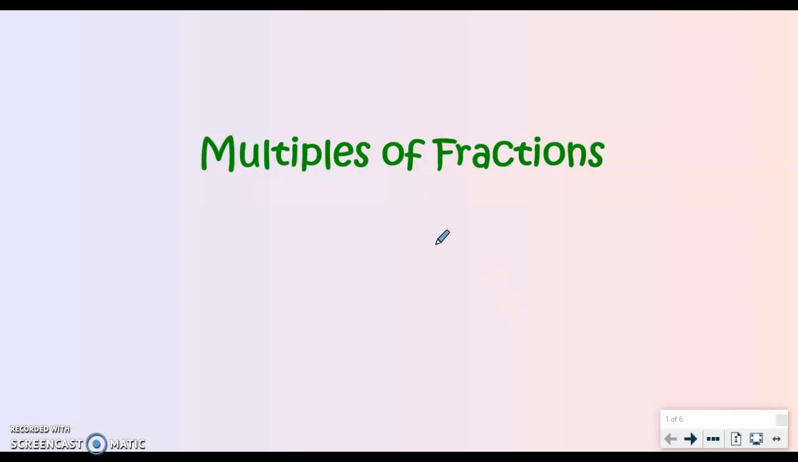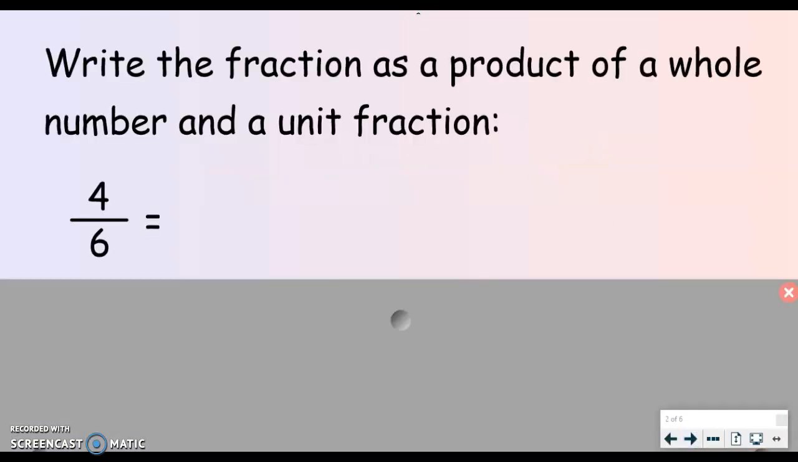Hey guys, today we are going to be talking about multiples of fractions. Previously we learned about multiples and multiplying unit fractions, and today we're going to be doing pretty much the same thing, just applying it to non-unit fractions. So let's go ahead and review real quick.